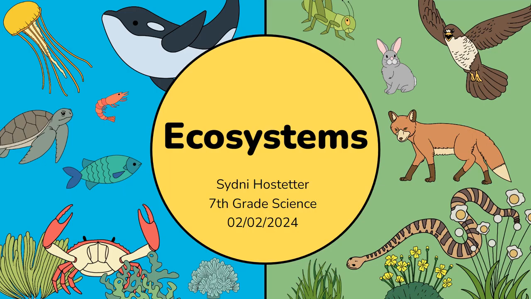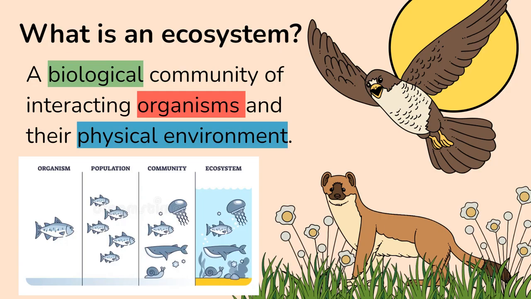Hello everybody, so today we are going to be talking about ecosystems, their components, and then kind of how those components interact with one another, and that kind of leads us to food webs. So we'll start with what is an ecosystem. So an ecosystem is a biological community of interacting organisms and their physical environment.